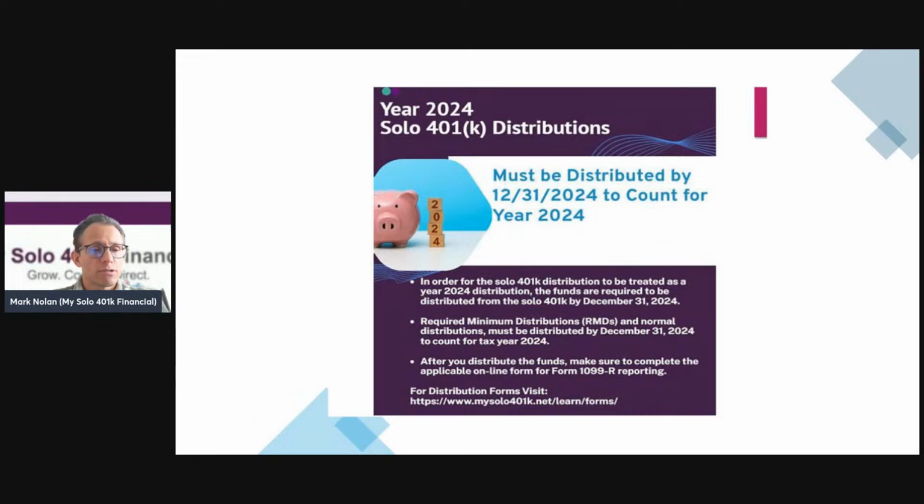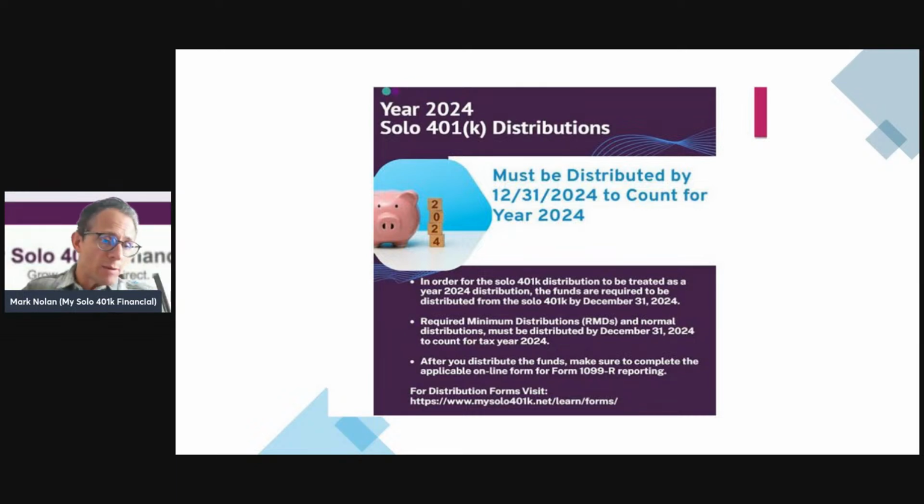Same thing for conversions. If you do a mega backdoor Roth solo 401k conversion, where you convert voluntary after-tax solo 401k funds to the Roth solo 401k or to a Roth IRA, that's going to trigger the requirement to file a Form 1099-R. Whether or not that conversion is taxable, it still needs to be reported to Uncle Sam on that Form 1099-R. And again, for clients who timely request that, we'll gladly prepare that.